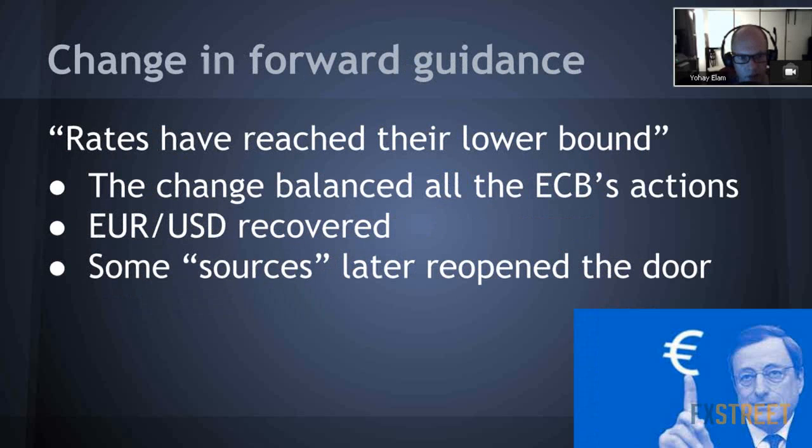What the problem was, what Draghi didn't do correctly, in my opinion, during that press conference back in June, is that he changed forward guidance, basically saying that rates have reached their lower bound. Well, it's hard to cut deeper below zero, but anyway, it sort of balanced his other actions and allowed the euro-dollar to temporarily recover. Some sources later reopened the door to even deeper rate cuts, so it's still on the agenda, in theory. We'll talk about that soon in more detail.